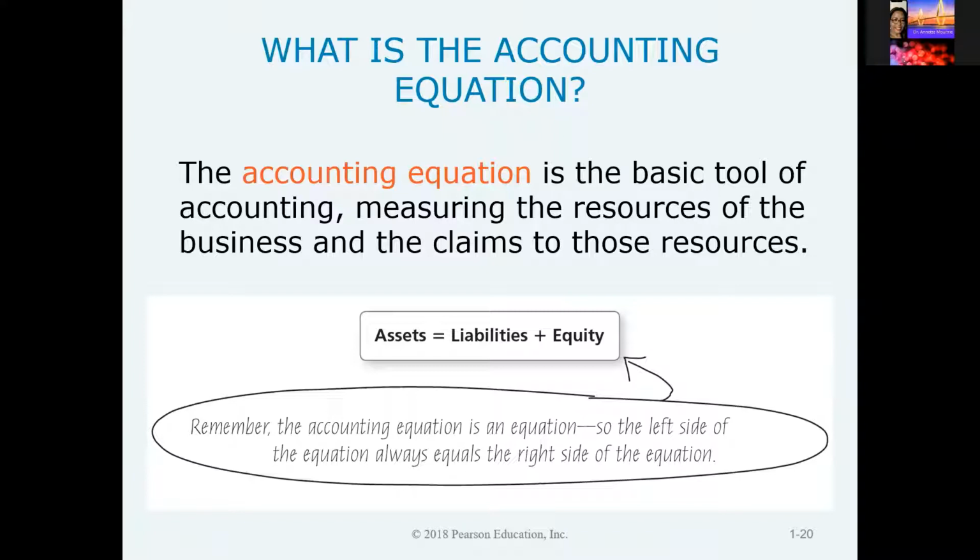The accounting equation includes assets, liabilities, and equity. Assets appear on the left side of the accounting equation, and liabilities and equity appear on the right side of the equation. So you have to remember that the accounting equation is an equation. So the left side of the equation always equals the right side of the equation.